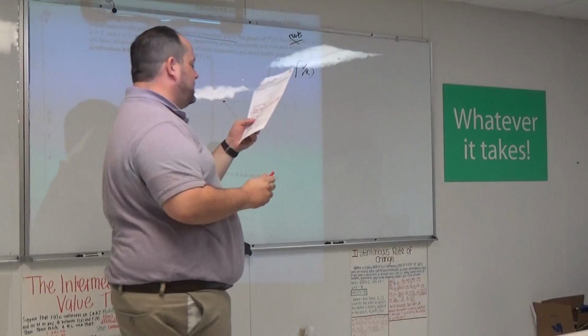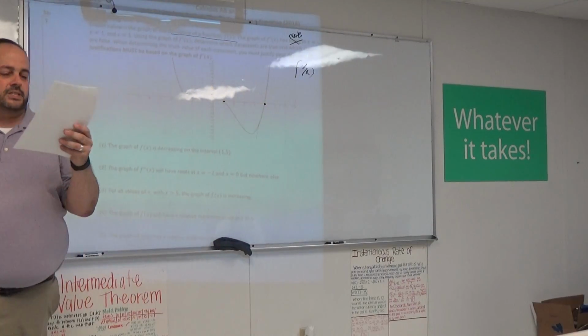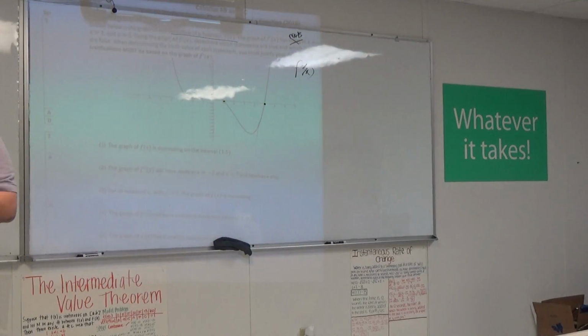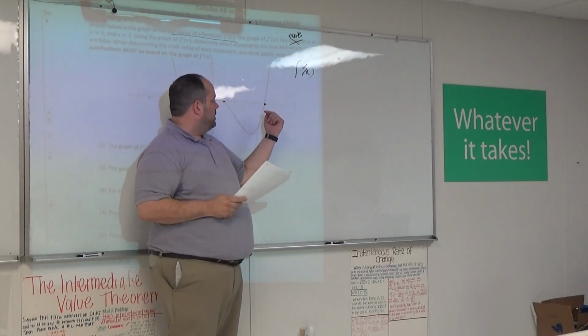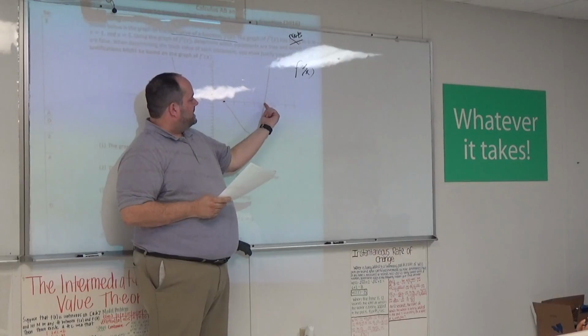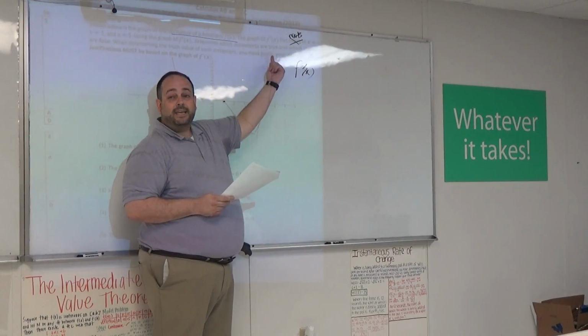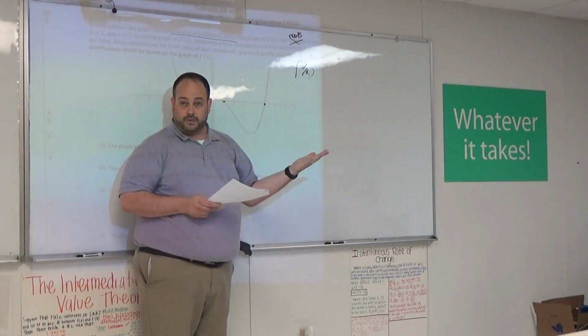Carmen, number 3. For all values of x with x greater than 5, the graph of f of x is increasing. True or false? True. True because? Because on the interval 5 to infinity, f prime of x is greater than 0. On the interval that I'm interested in, I can see that the graph of f prime is positive, therefore f has to be increasing. Nice.